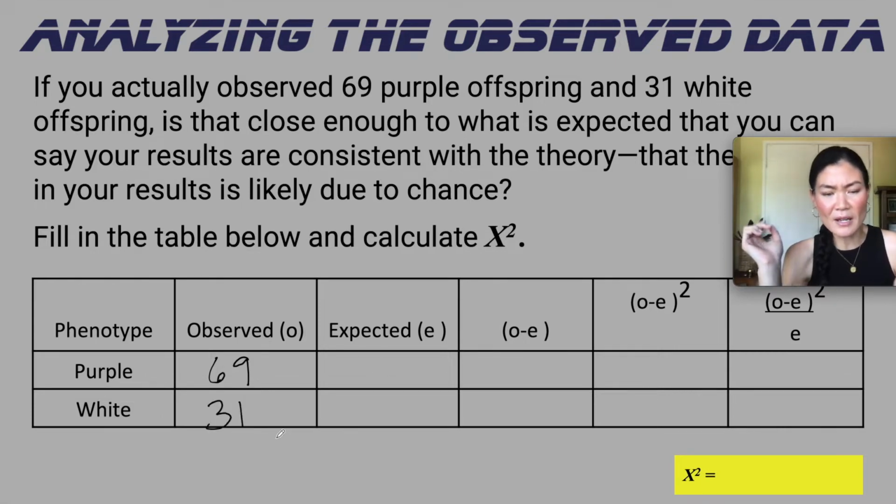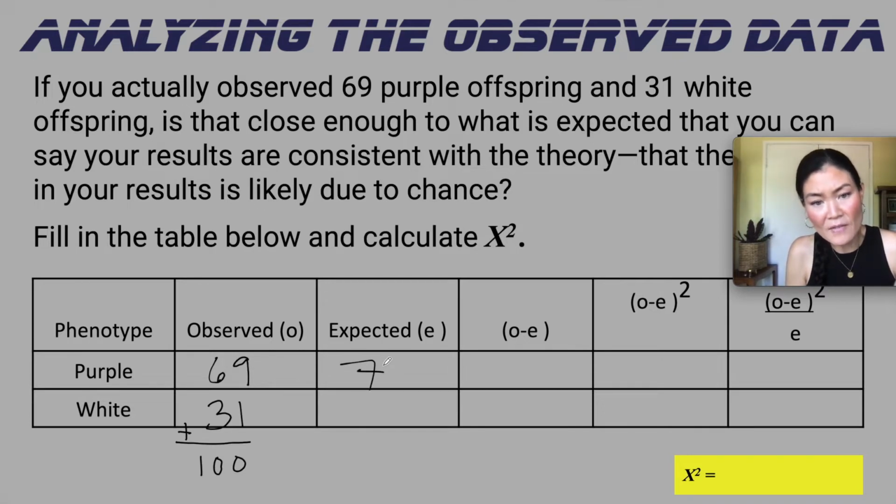Remember, we had this idea of it's 75% purple, 25% white, okay? So to figure out the expected numbers, you basically have to add up the total number of plants that are part of this experiment. So you're going to see it's 100 plants. So what's 75% of 100? 75. So we expected 75 of the 100 plants to be purple, and then 25% or 25 of the 100 plants to be white, okay?